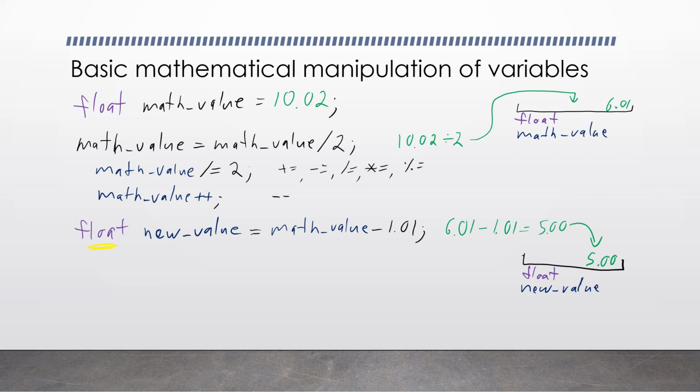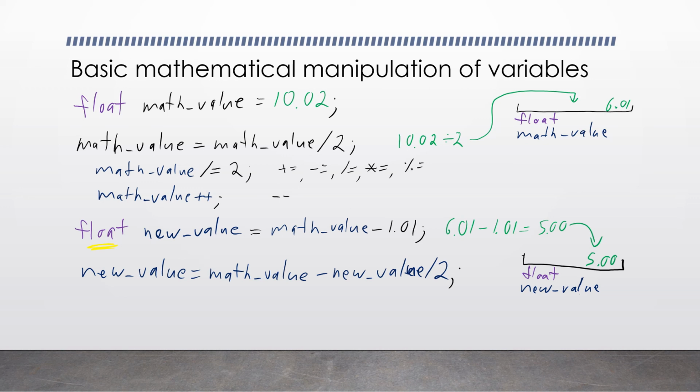So those are some different ways you can manipulate variables. You can also mix and match these things. You don't have to declare a new value. We can now say new value equals math value minus new value over 2. Make a complicated equation here, and this whole thing will be evaluated and stored in new value.